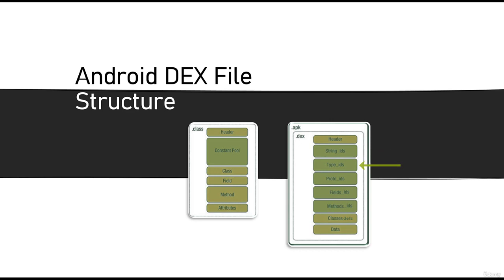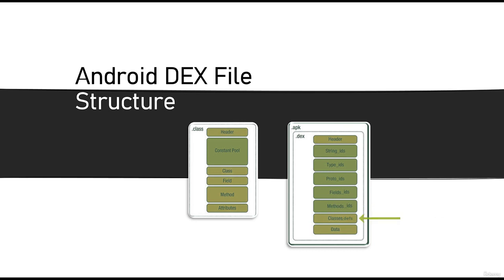Type IDs hold the list of identifiers of all the types included in the file, for example classes, arrays, primitives, and more. Proto IDs hold the list of identifiers of prototype structures for the file references. Field IDs hold the list of field identifiers referred to in the file. And method IDs hold the list of identifiers of all the methods included in the file.